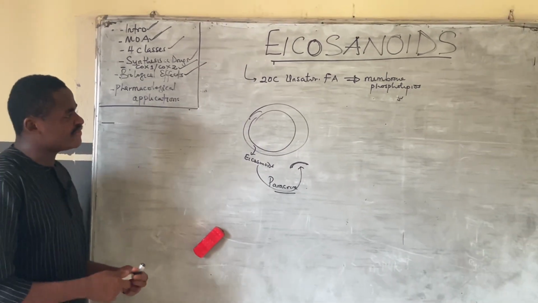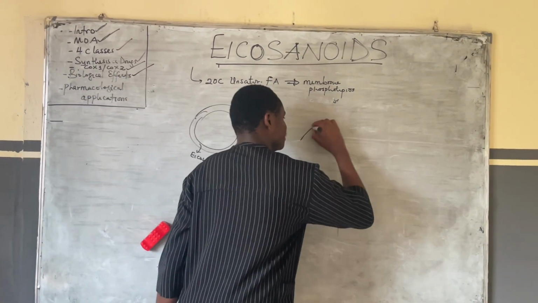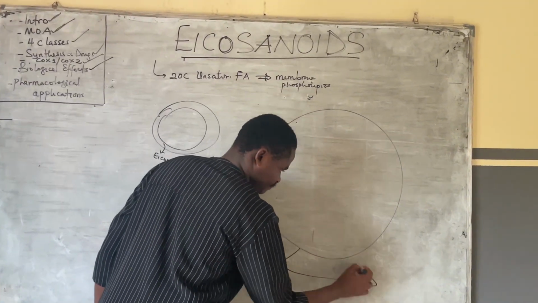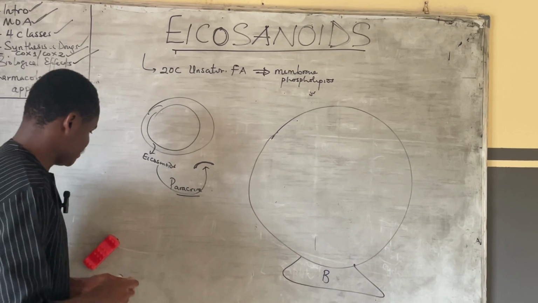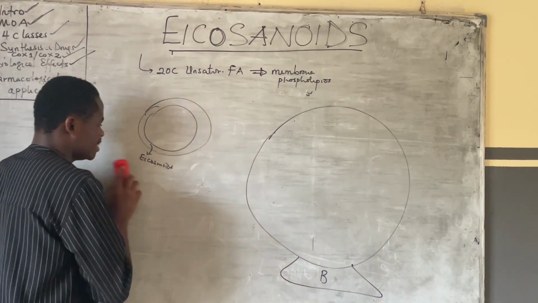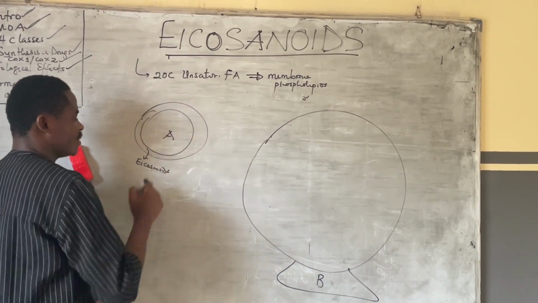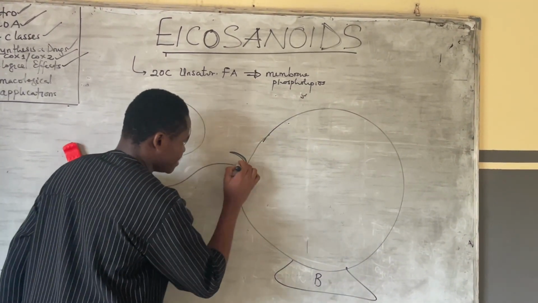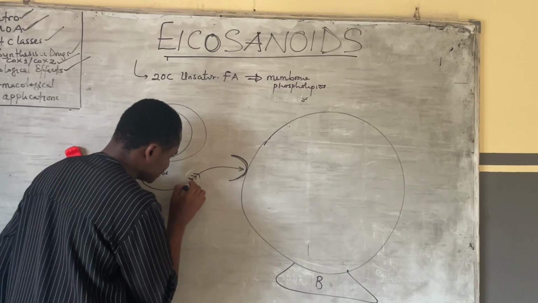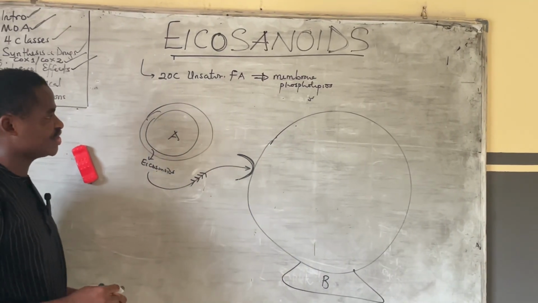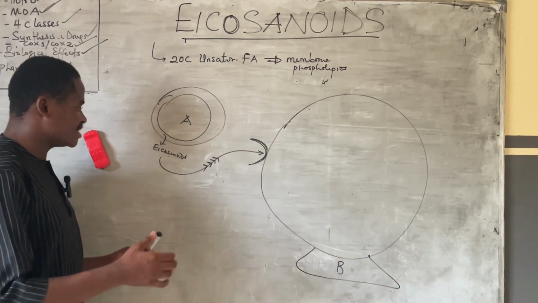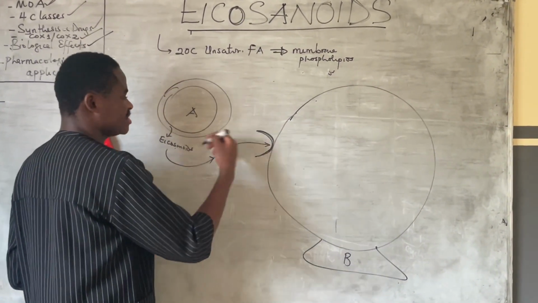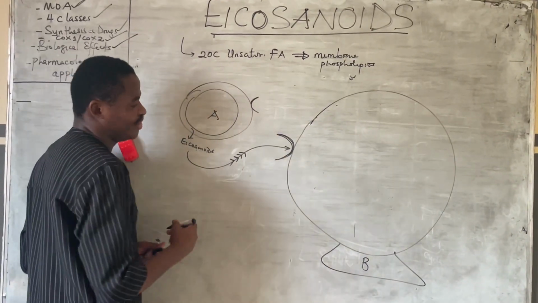Now, for the mechanism of action, let me show you. I have a cell like this. Probably this is cell B, and then this is cell A. Cell A has produced the eicosanoid. Now, this eicosanoid acts on a receptor on cell B. If it acts on the receptor on cell B, we say it acts in a paracrine fashion, or it acts as an autocoid because it acts around the cells where it was being produced. It can act around the cells that produced it, or even act on the cell that produced it.